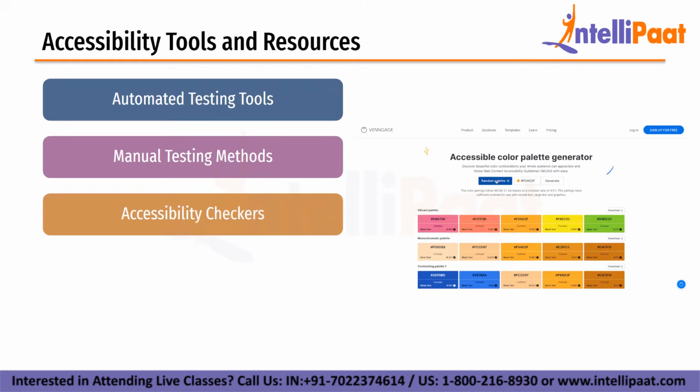Third is accessibility checkers. These are web-based tools that can evaluate a web page for accessibility issues. Some popular accessibility checkers include WebAIM's Wave and A-Checker. These tools can identify accessibility issues and provide suggestions for how to fix them.